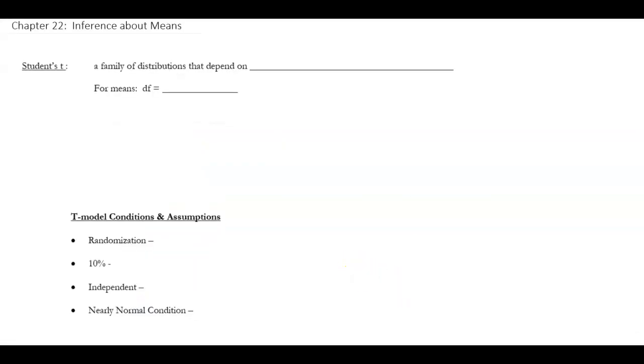When we think about inference with a student's T model, because that's what means are, it depends on the family. It's a family of distributions that depend on the degrees of freedom. The abbreviation for degrees of freedom is DF, and the way you find it for means is just n minus 1. Remember, n is your sample size.